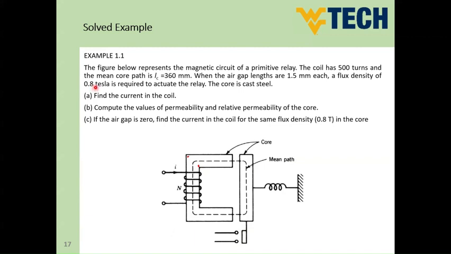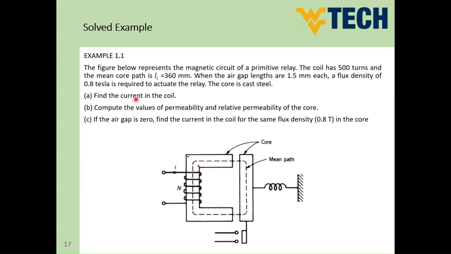Or we need 0.8 Tesla. Why do we need this amount of flux? In order to attract the I shape to the C shape direction and make a short circuit. So this is the amount of flux needed at this distance of 1.5 millimeter.